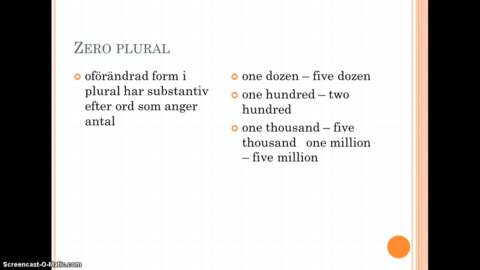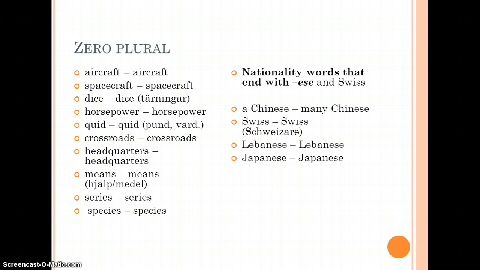Zero plural, when you have a noun after a numeral, it stays the same. 1 dozen, 5 dozen, 100, 200, 1,000, 5,000, 1 million, 5 million. Note that you don't add the s even if it's more than 1. Words that also have zero plural are aircraft, spacecraft, dice, horsepower, quid, crossroads, headquarters, means, series, species.